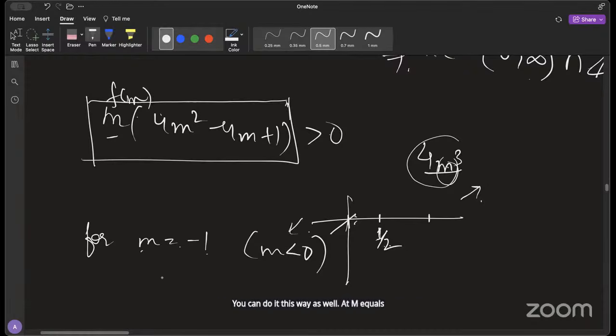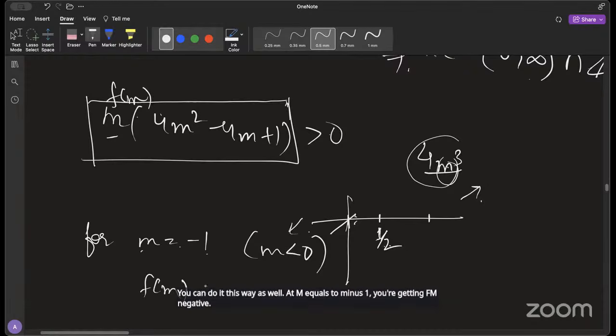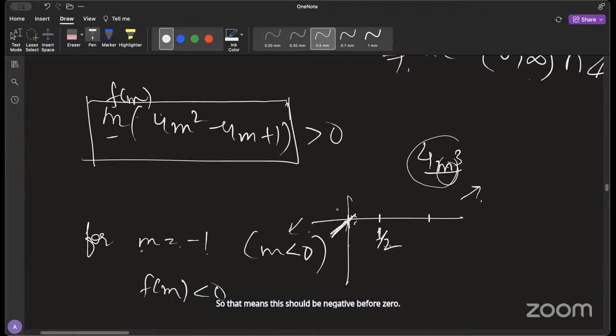At m equals to -1, you're getting f(m) negative. So that means this should be negative before 0. And then because it's just one linear factor, so odd degree, odd multiplicity actually. M has odd multiplicity, so it should cross this way and then it should go this way. Then it should touch at 1/2 because we have m minus half whole square. Half has even multiplicity, so it should go this way. And these are the only two, I guess. This will be a graph.